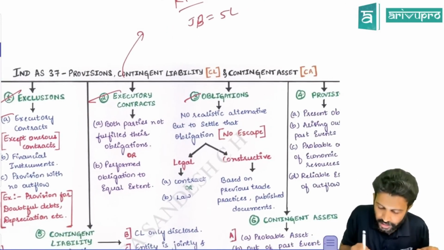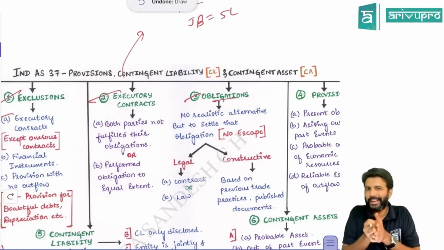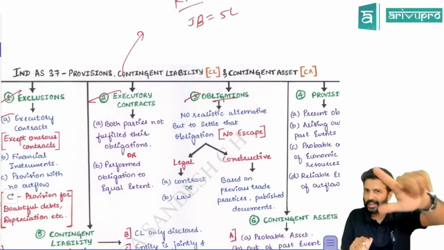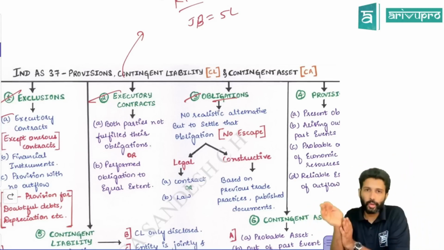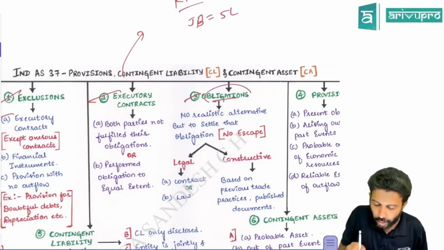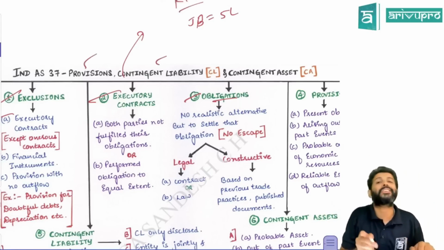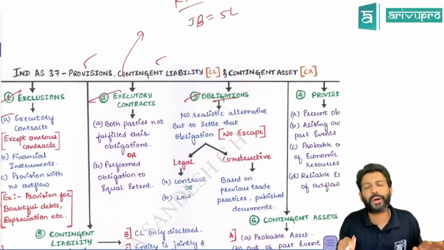Next. One of the primary things for IND AS 37 is that it primarily deals with provision, contingent liability, contingent asset. Only these three things. For you to book a provision or disclose a contingent liability, one of the key factors that you look for is obligation. Only if obligation is there, provision and contingent liability disclosure will come into the picture. If obligation is not there, both of them are ruled out.